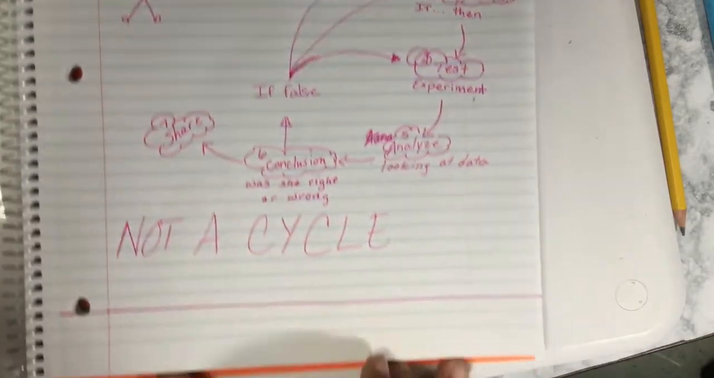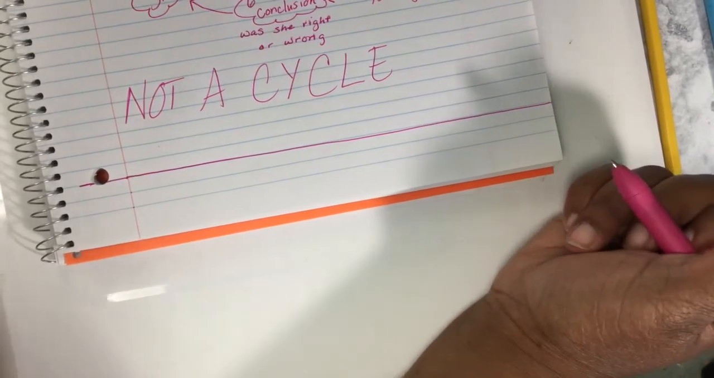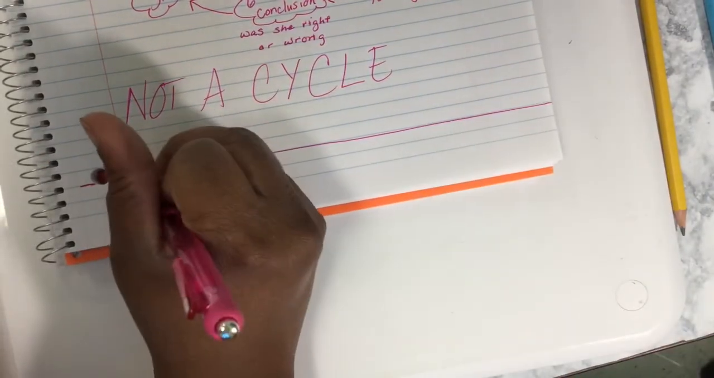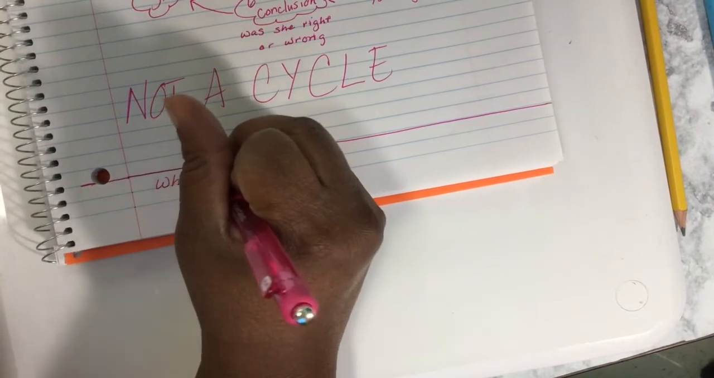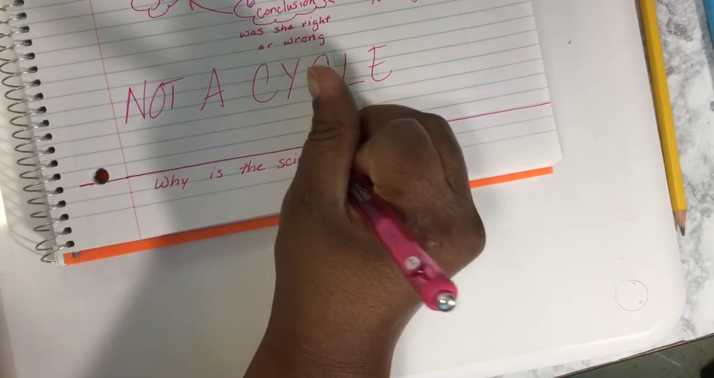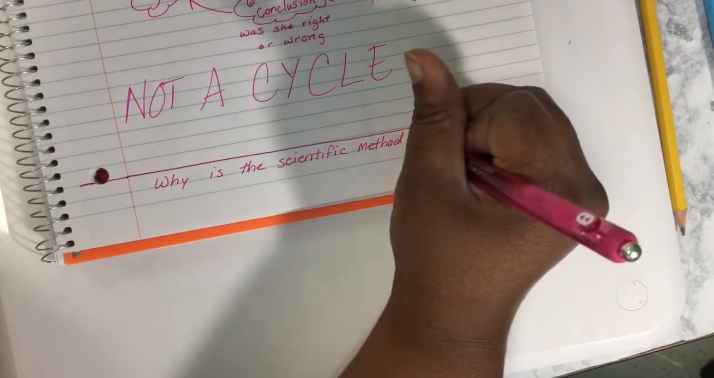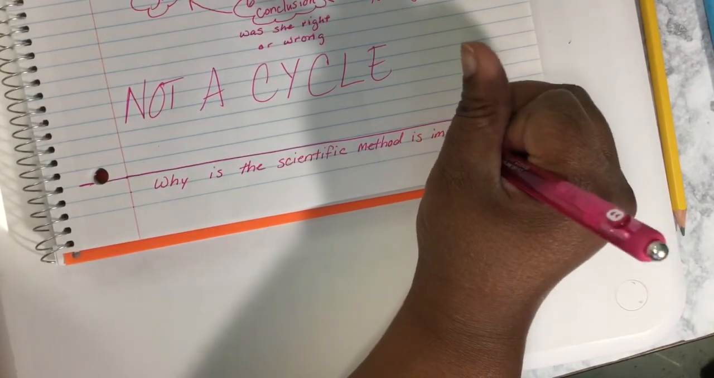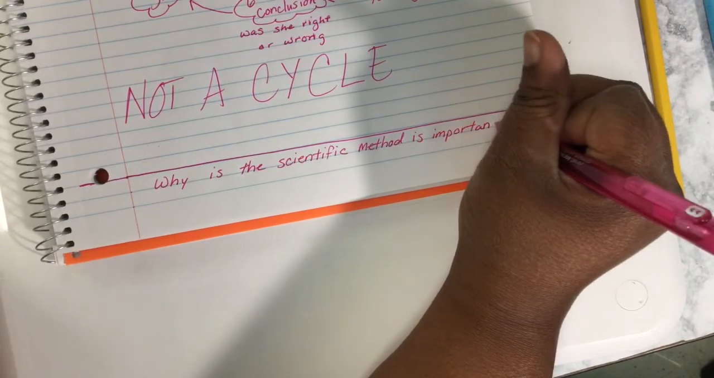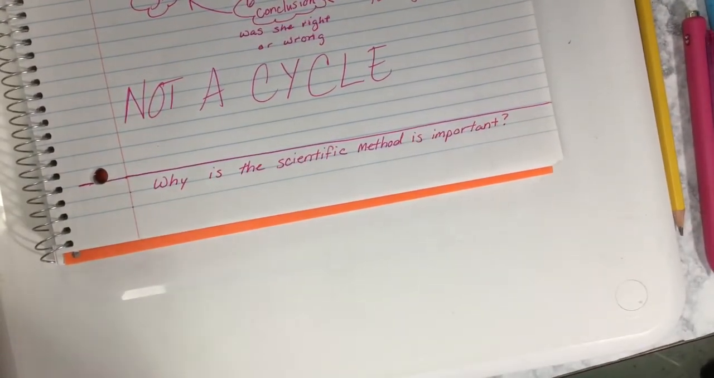When you are done, I want you to go down to your summary, and I want you to explain to me why you think the scientific method is important. You are not writing the question like I have. You are just answering it in your own words by yourself. Do not get help from a friend.